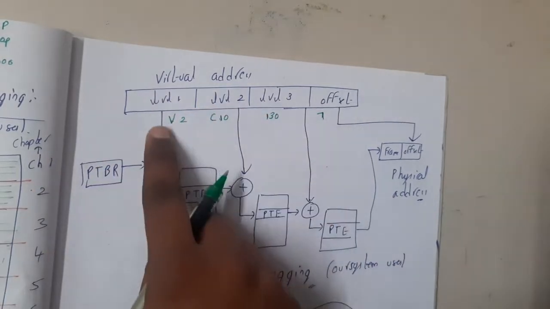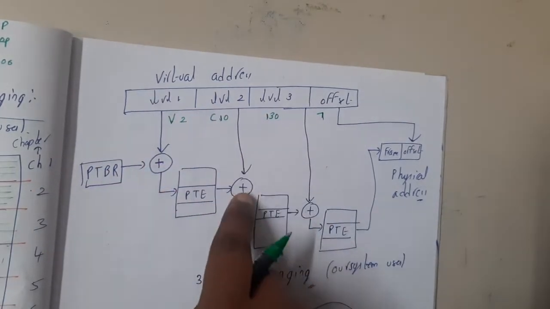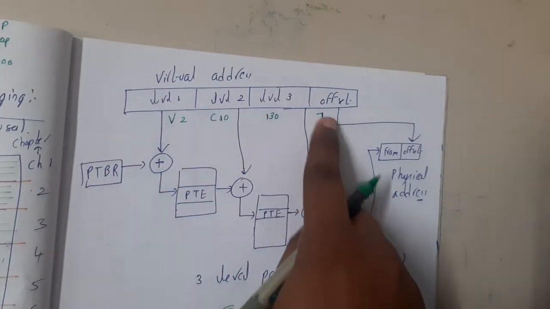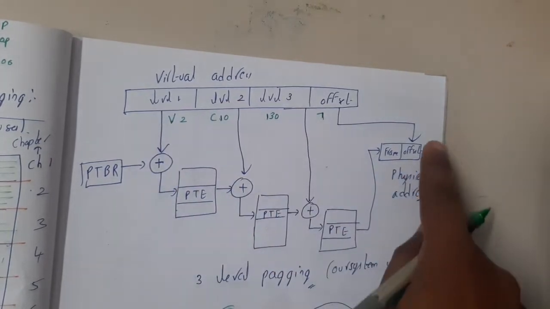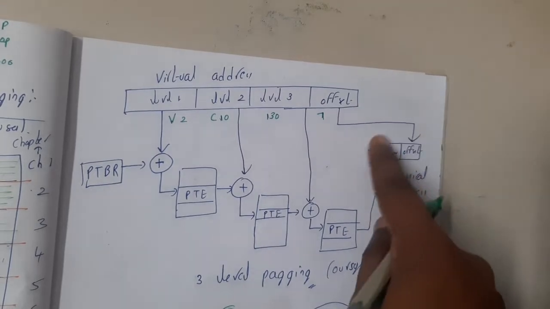Yes. Once you open it, you will search for chapter 10, then you will search for page number 130, then you will search for line number 7. So that is the exact process going on here, and at the end you will find the particular word which you are searching.